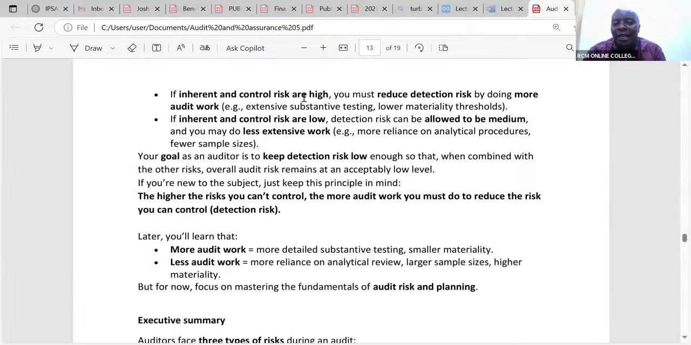If inherent and control risk are high, this is it now: you must reduce detection risk by doing more audit work. Ladies and gentlemen, if inherent risk and control risk are very high, and you realize there is a very high danger of me giving a wrong audit opinion, what do I do? I do a lot of work. I adjust my detection risk to counter them. Remember, I've told you that this detection risk is the only thing that you can play around with. When the inherent risk and the control risks are high, what do we do as auditors? We reduce the detection risk. Great.